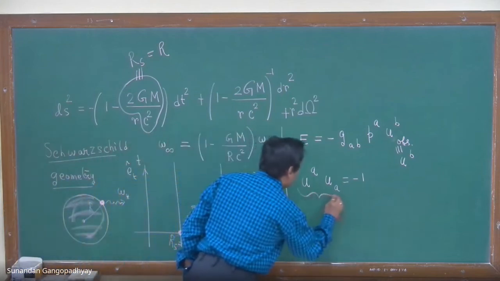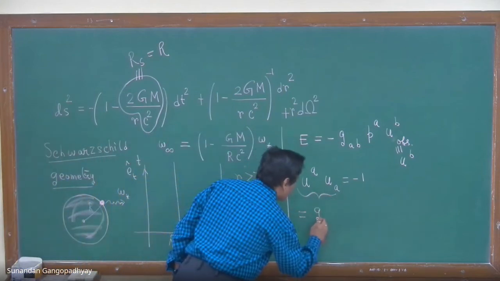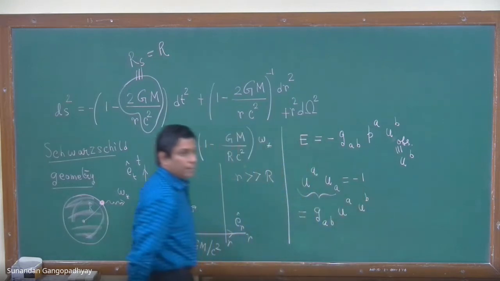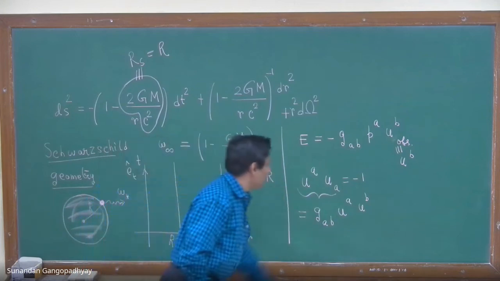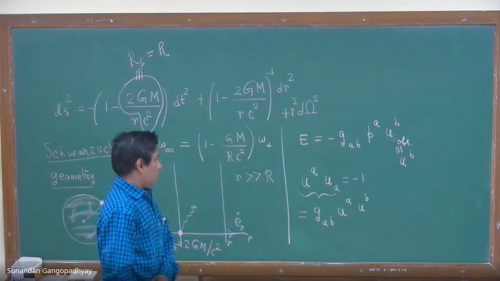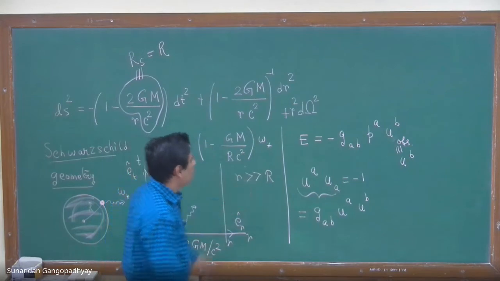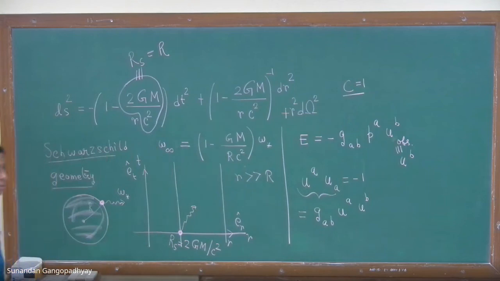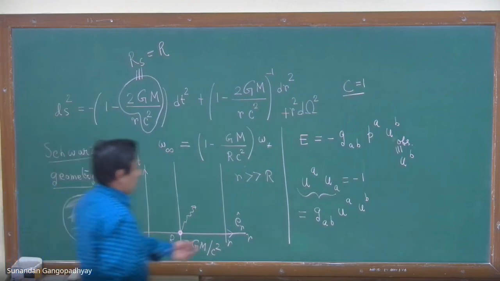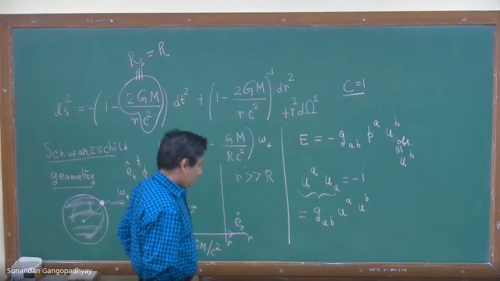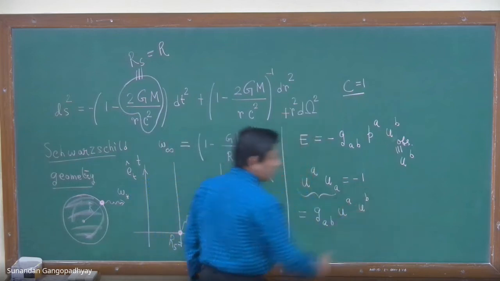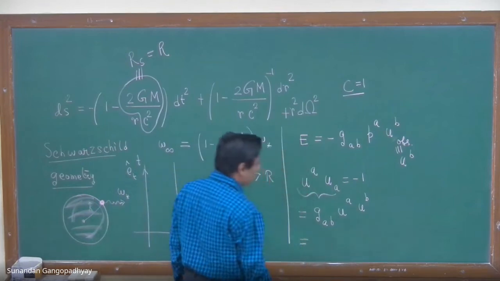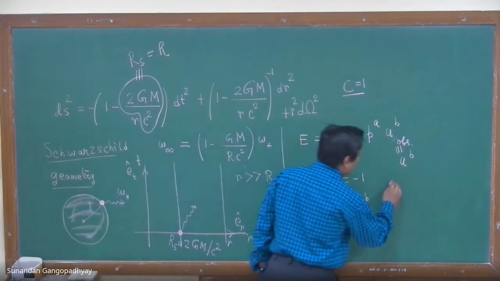Now, what is this thing? You can write it down as g_AB U^A U^B. Since we are using units with c, this should be minus c square. You can do it, you know what it is. Okay. So g_AB, you can write it like this. And this is a stationary observer. Let us assume that this is stationary. What will happen?